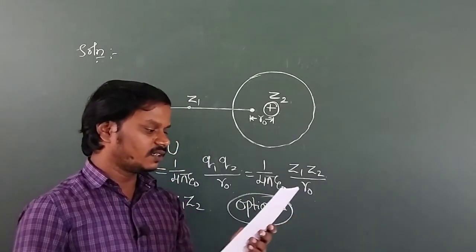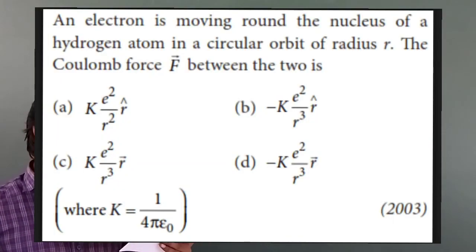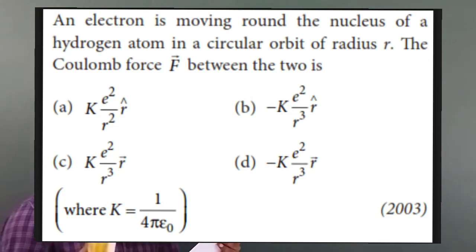Now let us move to the third question. An electron is moving around the nucleus of a hydrogen atom in a circular orbit of radius r. The Coulomb force between the two is. What do we have to find here? We have to find the Coulomb force between the moving electron and the nucleus.